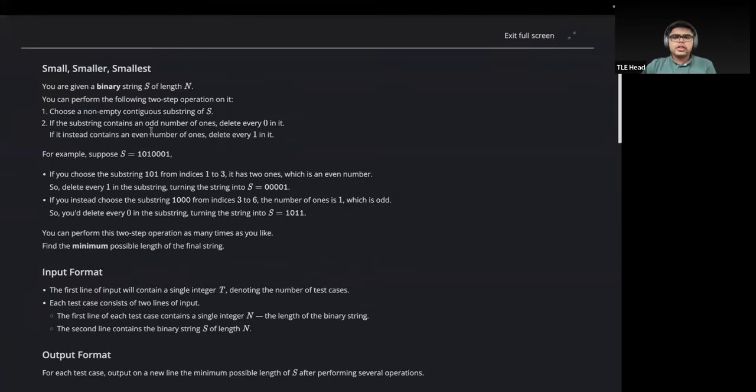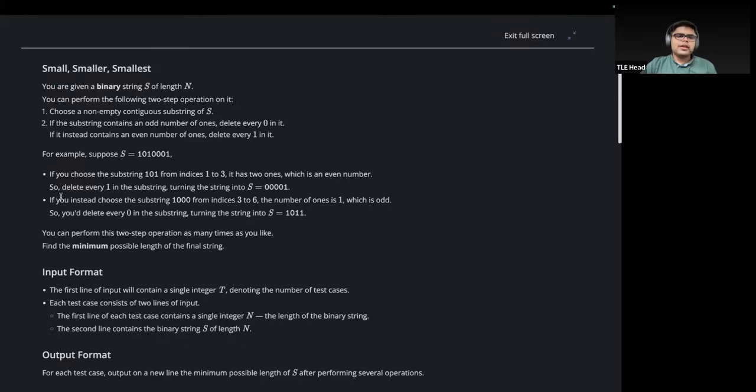Okay, this was the first problem of Div 1. Small, smaller, smallest. The problem says that we have been given a binary string s of length n. We can perform a two-step operation on it. Choose a non-empty contiguous substring of the string s. And then if the substring contains an odd number of ones, delete every zero in it. If it contains an even number of ones, then delete every one in it.